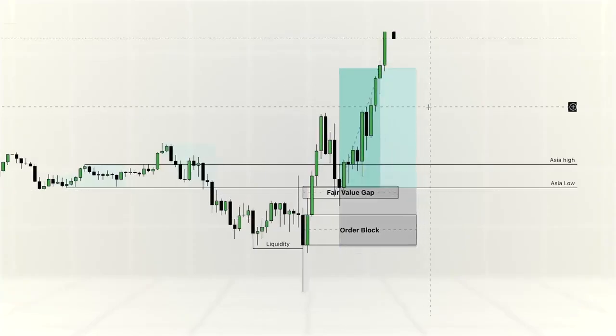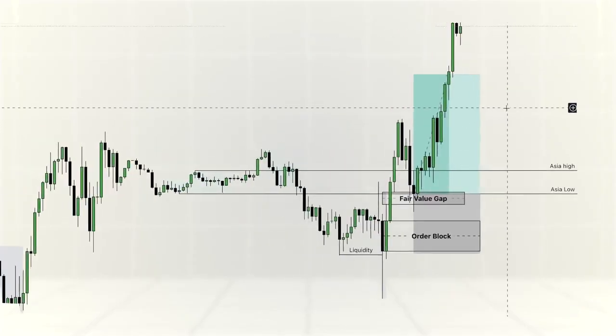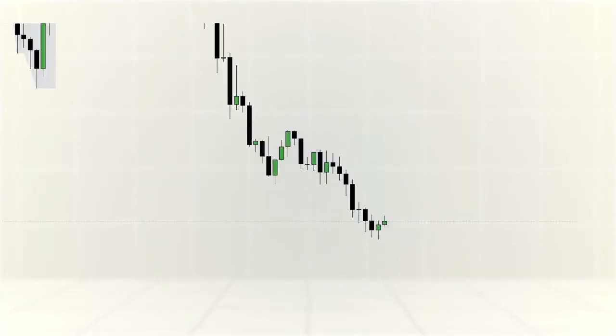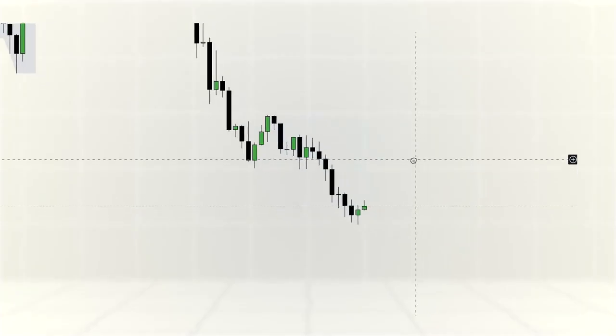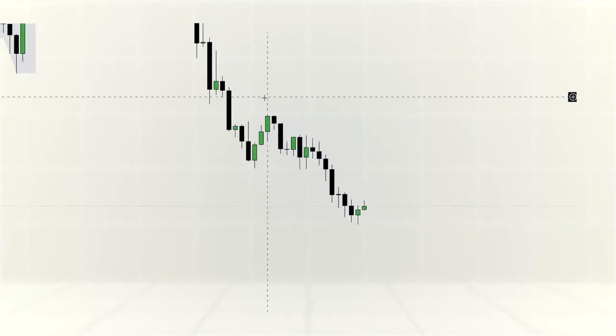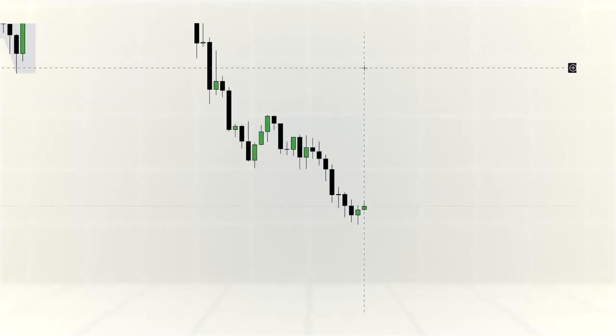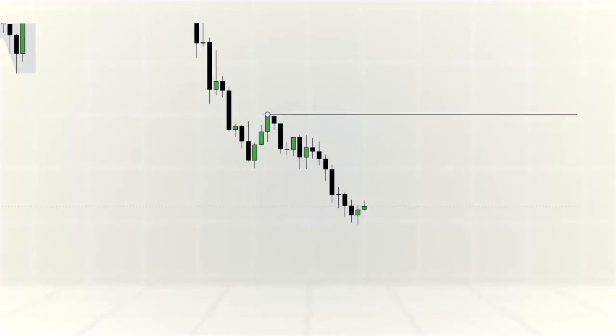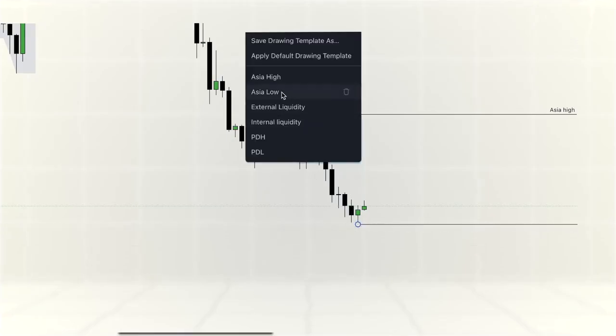Now let's move on to the final example. This last example will be a bearish setup. So what do we have here? We have 8 p.m. New York time and midnight New York time marked on the chart. We go ahead and mark out the Asian high and the Asian low, and then we wait for price to take out either side of the range. Here, we can see that price takes out the Asian low.